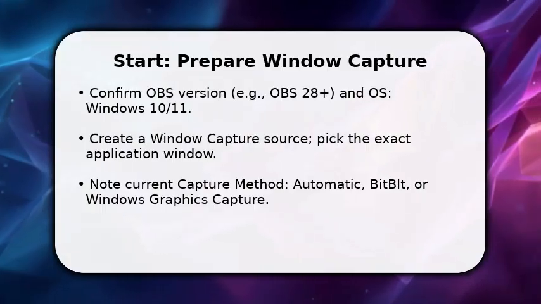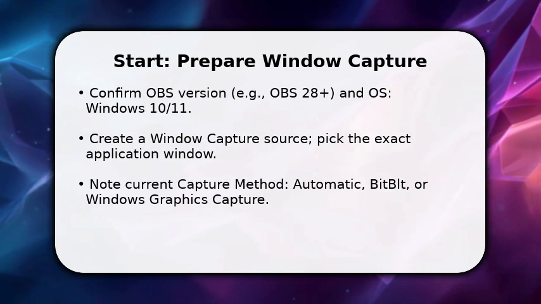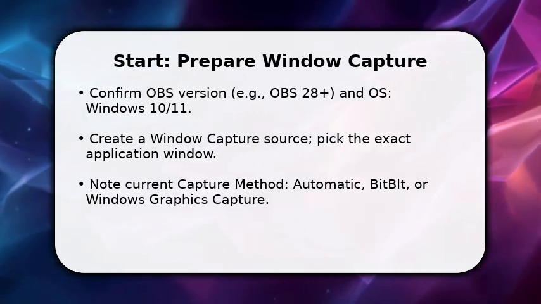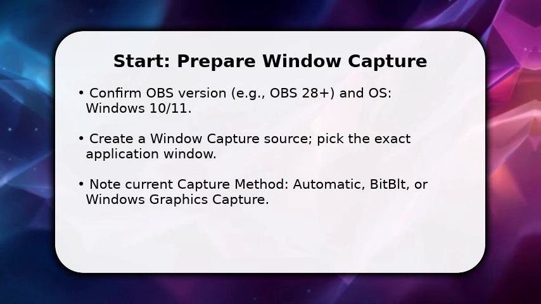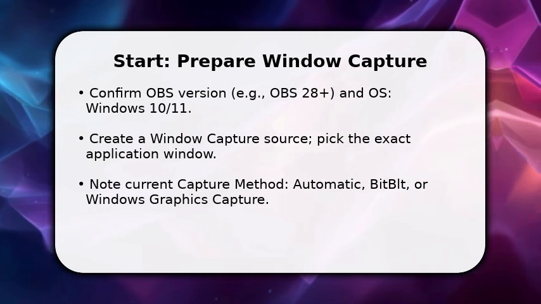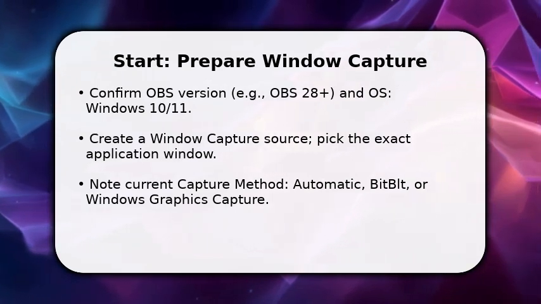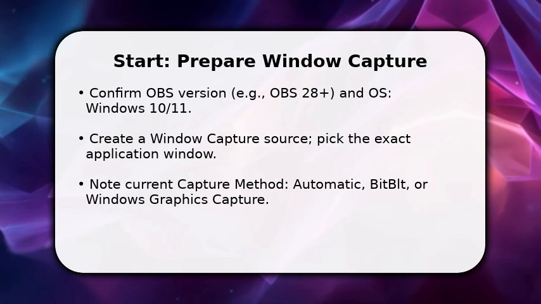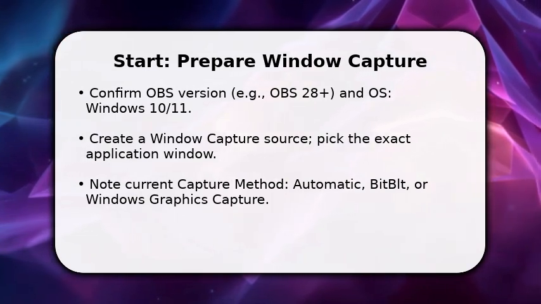Open OBS and add a window capture source right now. You want the exact app window selected, not a monitor. Once done, check the capture method dropdown. OBS often defaults to automatic. Switch attention to that setting because it controls how Windows renders borders into the frame.